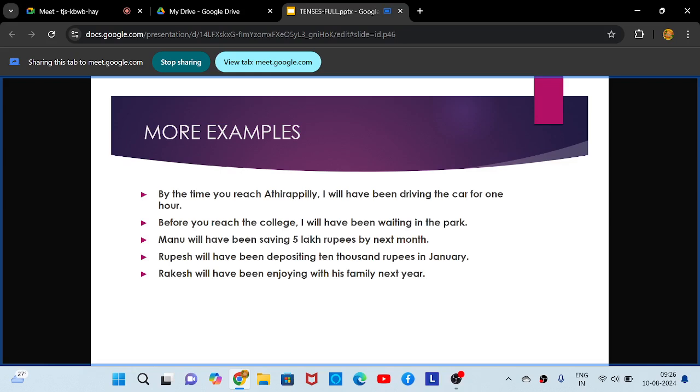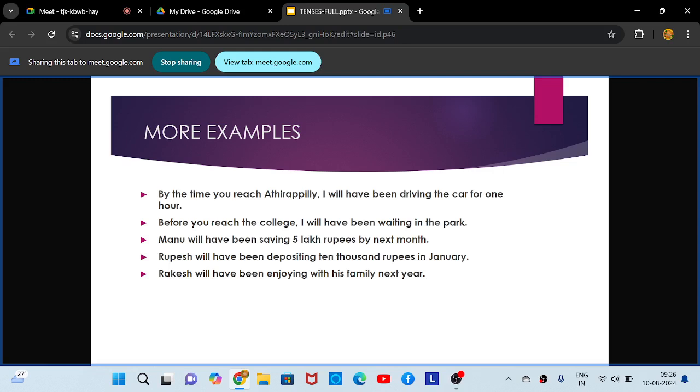But here it is not like that. I will still continue saving. I may or may not continue saving. That is not surely mentioned here. If you stop, that's fine, but there is also a chance to continue. So Manu will have been saving 5 lakh rupees by next month. It means he started saving, he is still saving, and he will have saved 5 lakhs by next month, and he may even continue saving after that. Such situations are very rare to express, right?